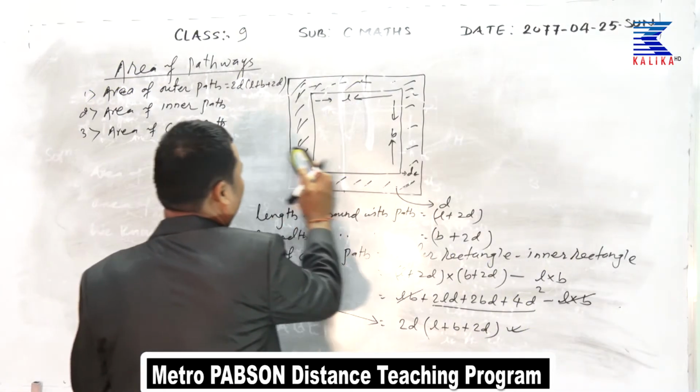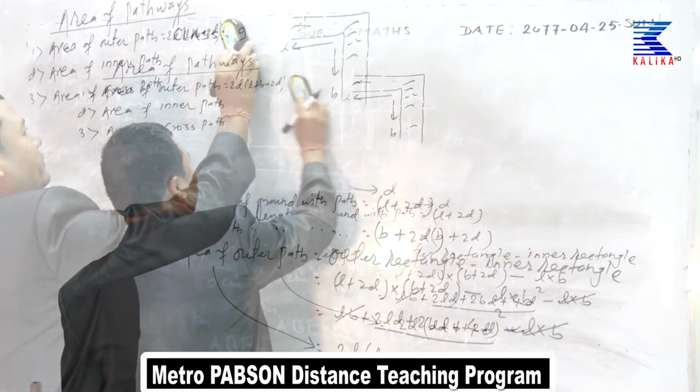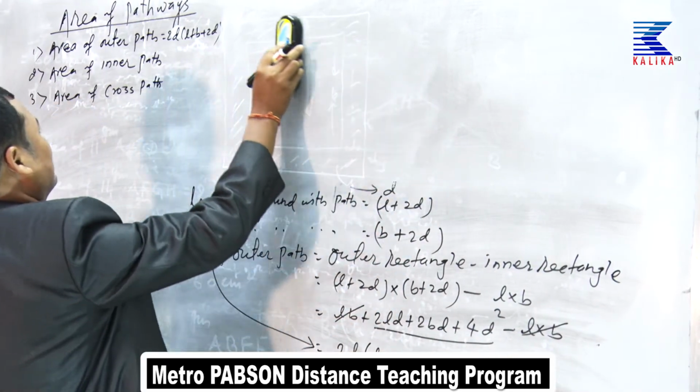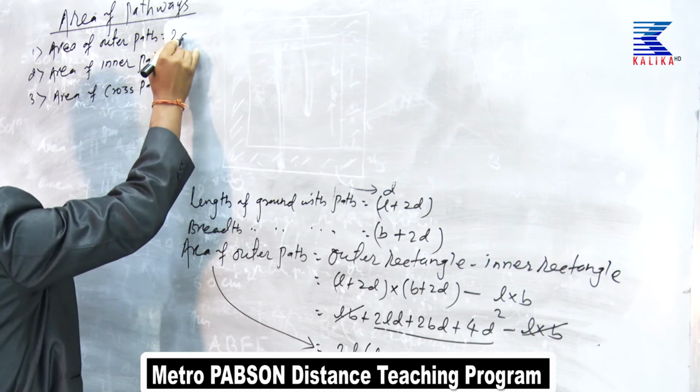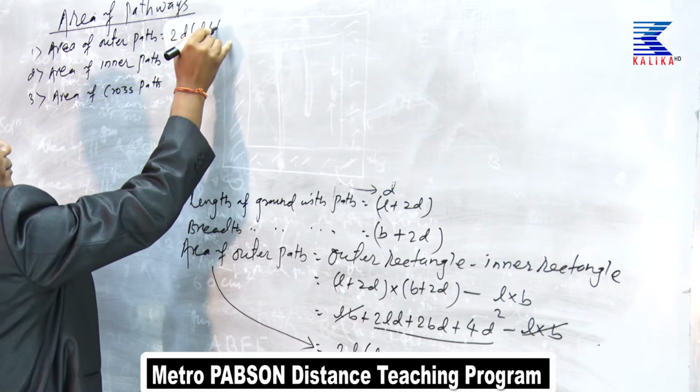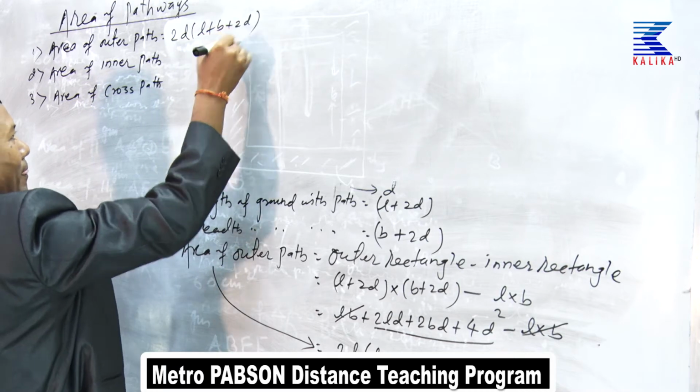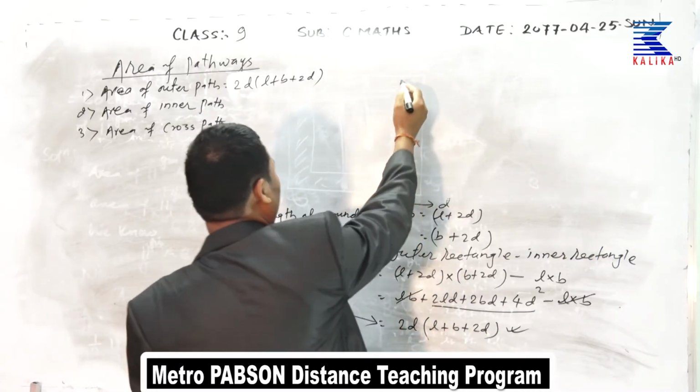Next please. What is the formula? 2D bracket L plus B plus 2D. Next please.